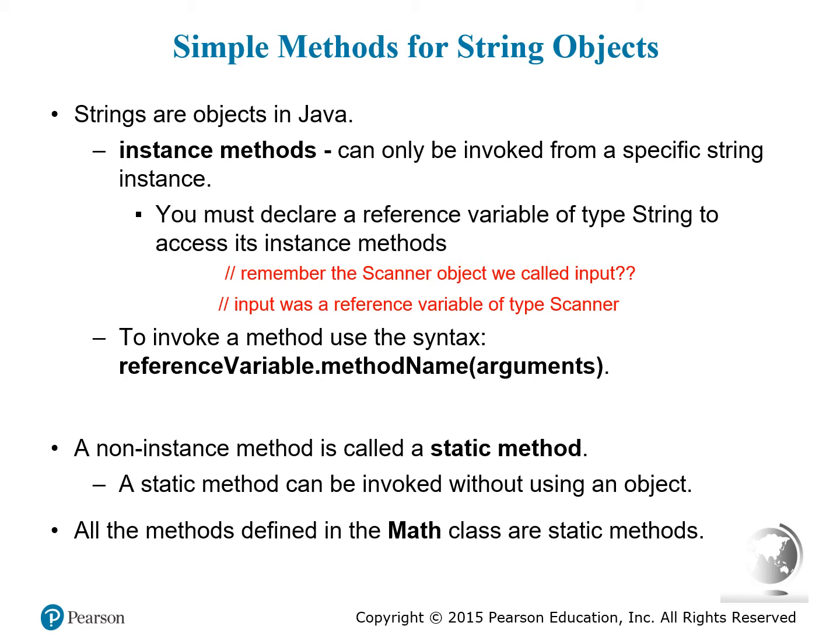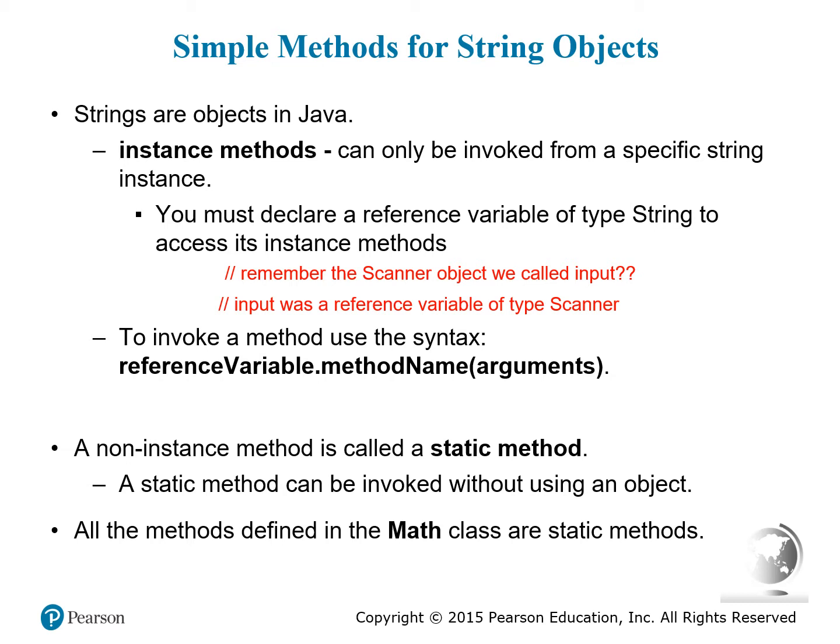In Java, strings are objects. We are not going to go into great detail about what that means, but for now, suffice it to say that when we declare a variable to be of type string, we are creating a reference variable that references an object. Additionally, the methods in the string class are instance methods. This means that we need to have an instance of type string to use these methods. By instance, we mean an object or a reference variable.